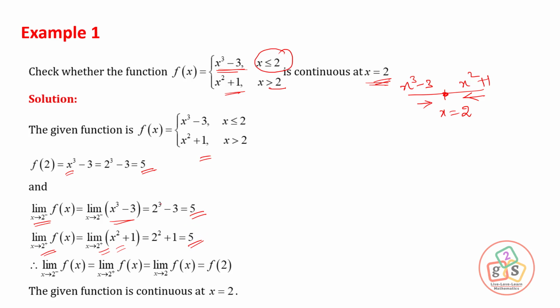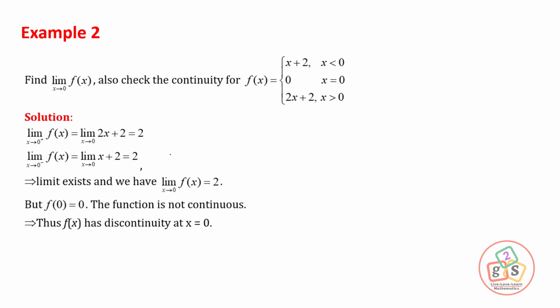So here, in case this is 1 and we can consider this is 2, so 1 is equivalent to 2. That is, limit x tends to 2 of f of x is equivalent to f of 2. Therefore we can say that the given function is continuous at the particular point x is equivalent to 2.